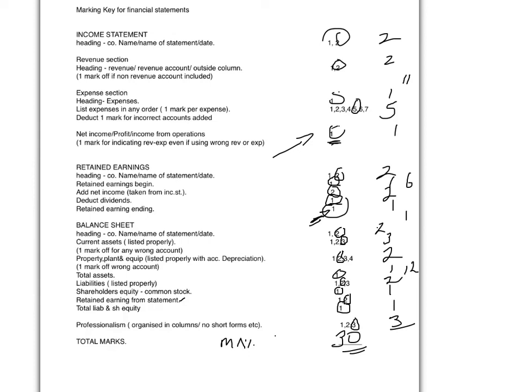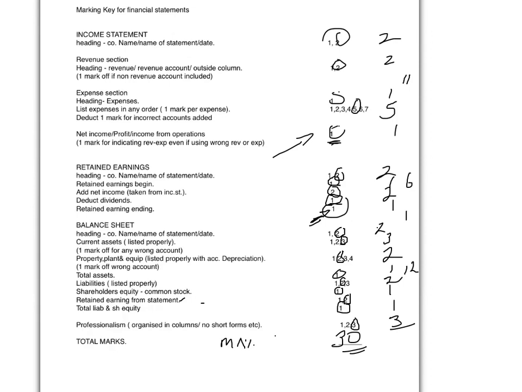And generally, that's how we mark financial statements. Now, other financial statement questions on exam may be more involved, so there'll be more marks. But at least you see now that you must be consistent. The income statement leads into the retained earnings statement, and the retained earnings then goes down into the balance sheet.